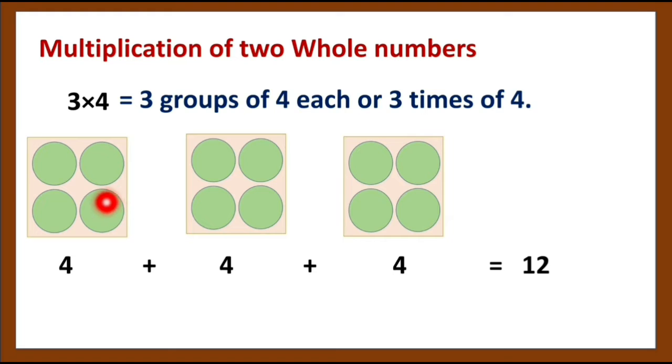That means continuous addition is converted into multiplication. When we add the same number multiple times, it is converted into multiplication. So 4, if we add 3 times, can be converted into 3 into 4, which is equal to 12. That is, 3 4s are 12. 3 into 4 is equal to 12. The same concept we apply here.